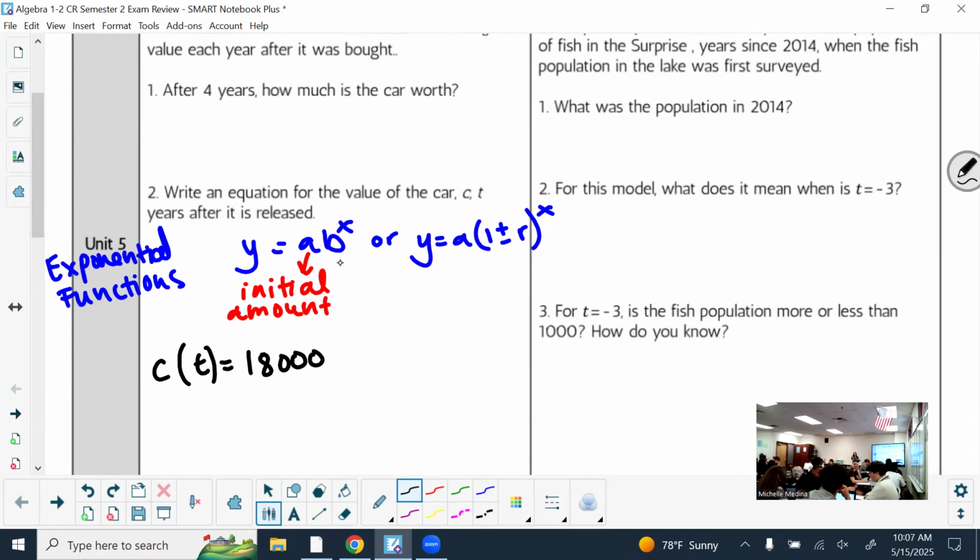Okay, so yes, but be a little more specific. It's how it's changing. Yes, that is true. How do exponential functions change? Do they add the same amount each time? What do they do each time? What does b stand for?